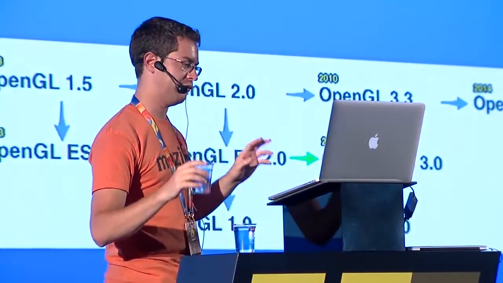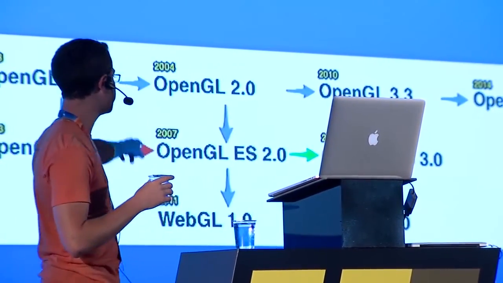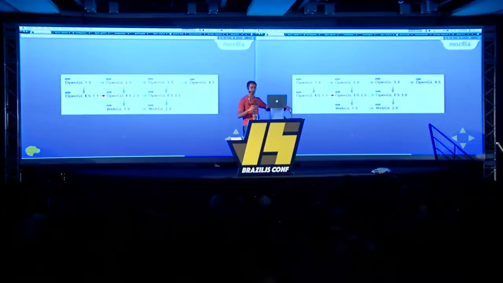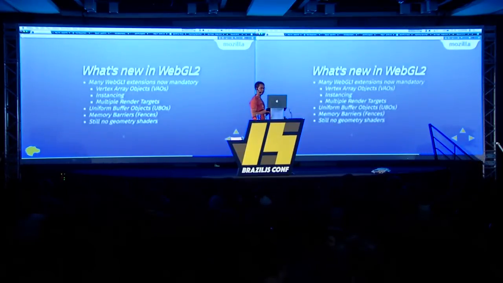So this is effectively the family tree for the OpenGL family. We can see WebGL 1 was based on OpenGL ES 2, and WebGL 2, which will hopefully be out this year, I don't know, but the spec is being written and our implementation is pretty close, is based on OpenGL ES 3.0. And so it adds a bunch of new things.